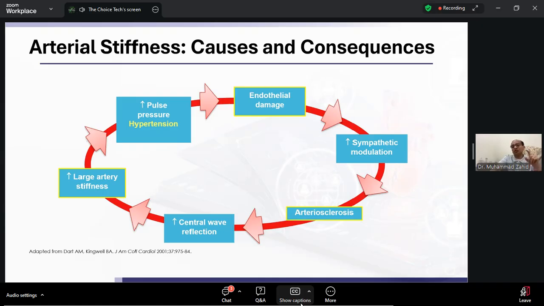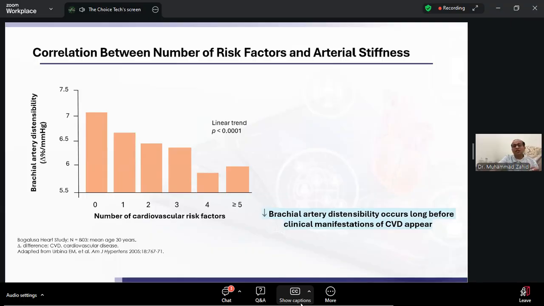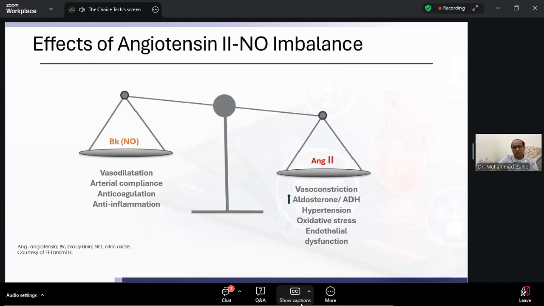More so, because it reaches the heart in systole rather than diastole, it compromises the flow to the coronaries as well. So this vicious circle starts. Risk factors start the endothelial damage, which leads to atherosclerosis, that leads to arterial stiffness, and that vicious circle goes on and on. So we need to break that vicious circle. And we know from the studies that it starts way earlier than the manifestation. That's why hypertension is a silent killer, one of the risk factors which leads to endothelial injury and arterial stiffness. The more risk factors you have, the more arterial stiffness you will get.